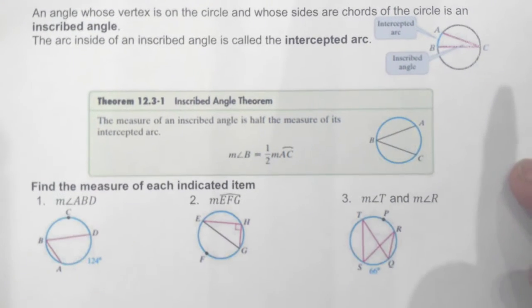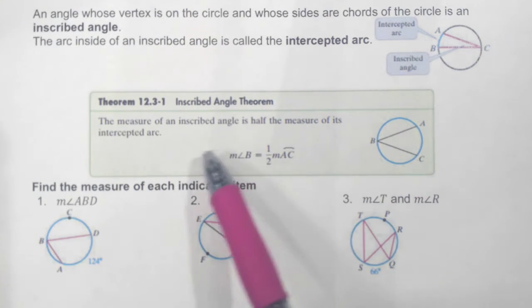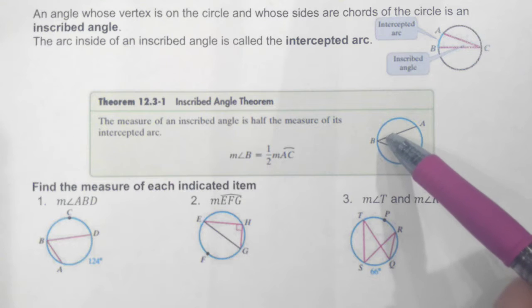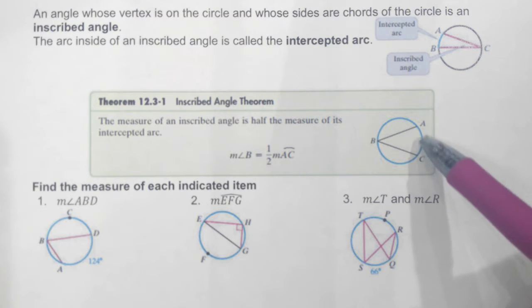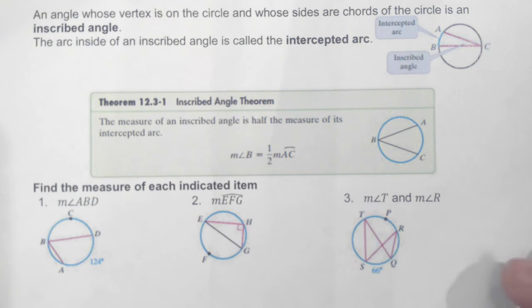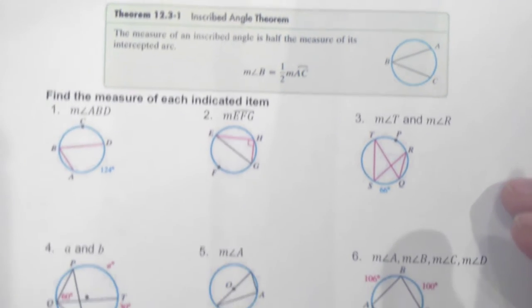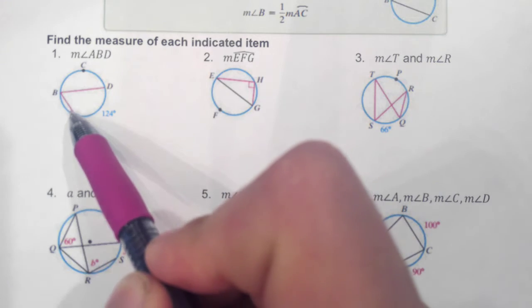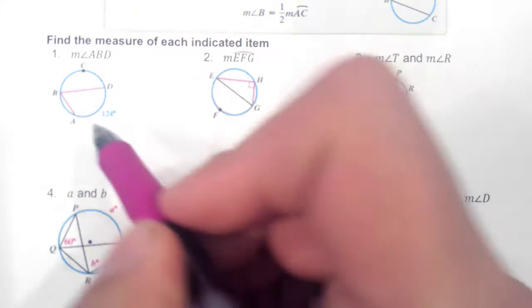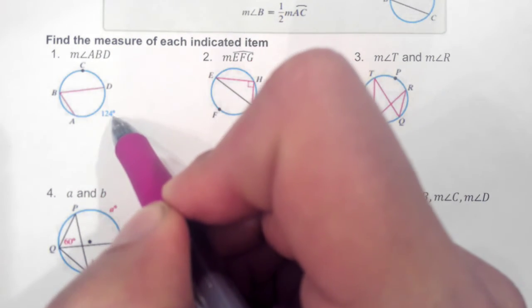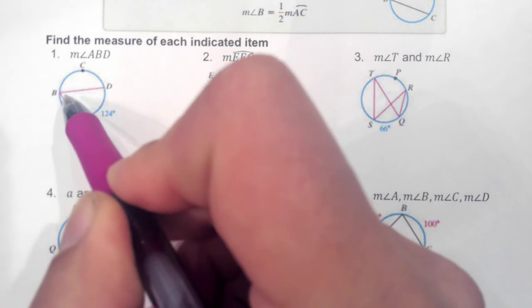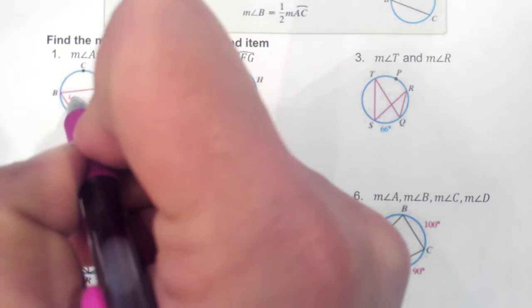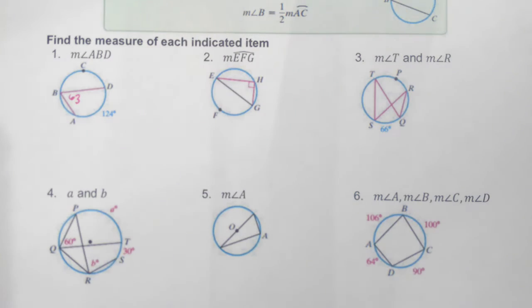So the interesting thing about an inscribed angle is that it's exactly half the arc that it intercepts. So that is what you need to remember. If they ask us what's the measure of angle ABD, notice the arc that it intersects is 124 degrees, so it's going to be exactly half of that. This angle would be 63 degrees.